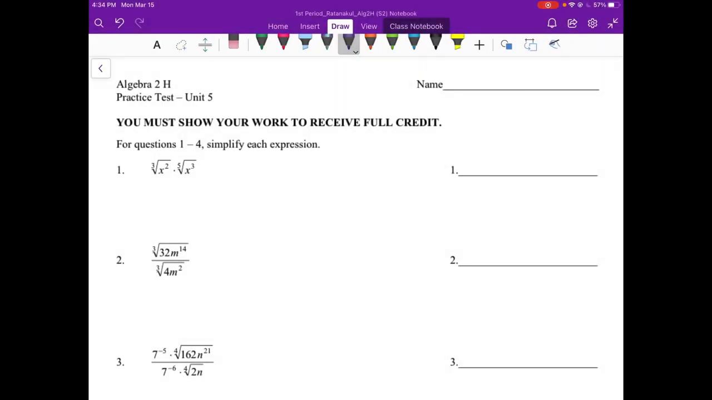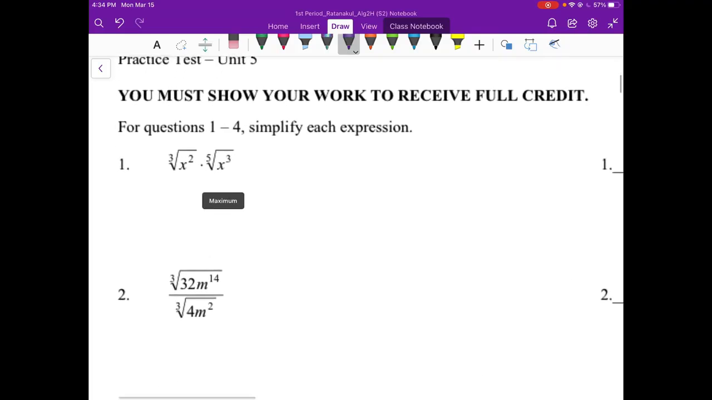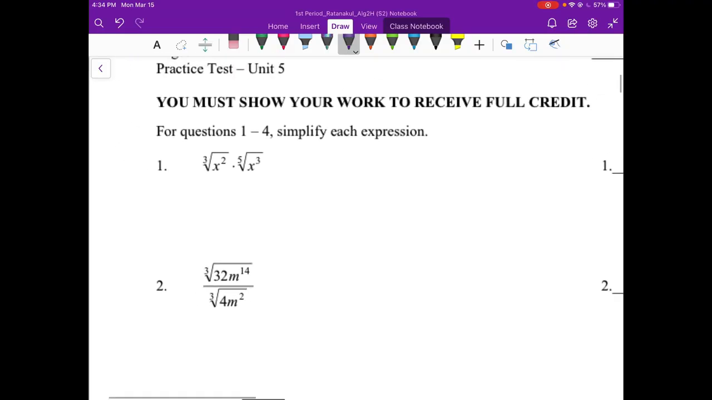Everyone, in today's video I will be going through the practice test for Unit 5. So number 1 here, notice that we have different indexes. We have a cube root and we have a fifth root. So I'm going to start this problem by rewriting each one with a fractional exponent. So remember, think of inside out. So the inside number is your numerator and the outside number is your denominator.